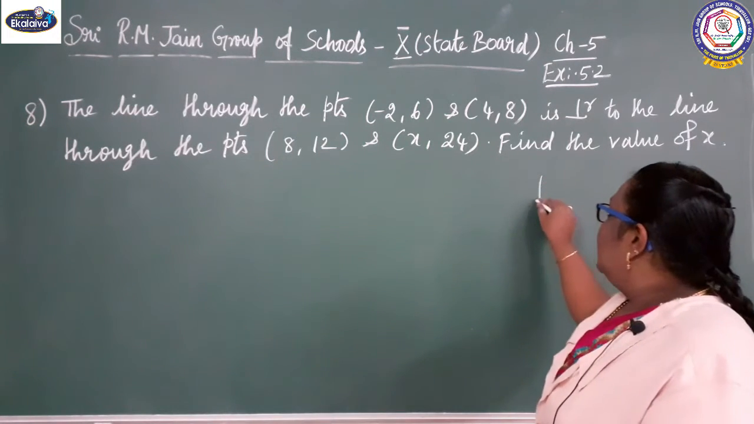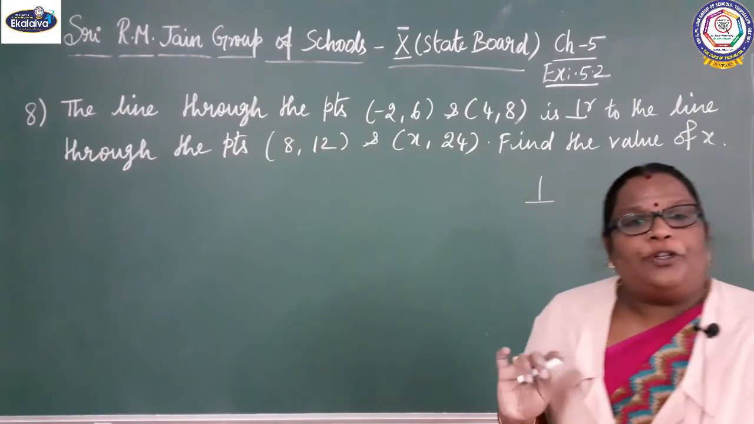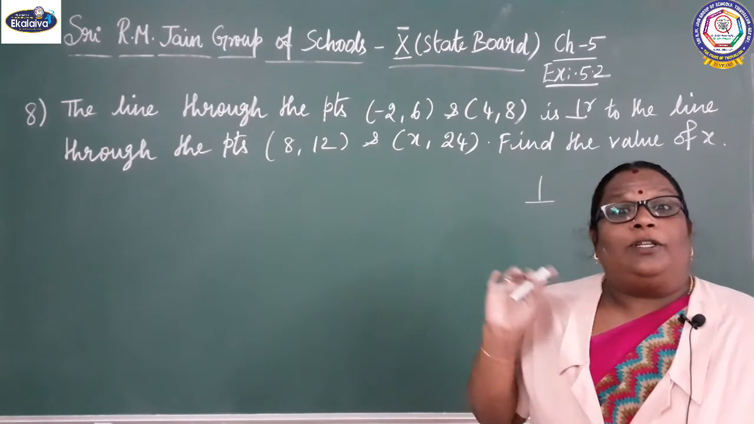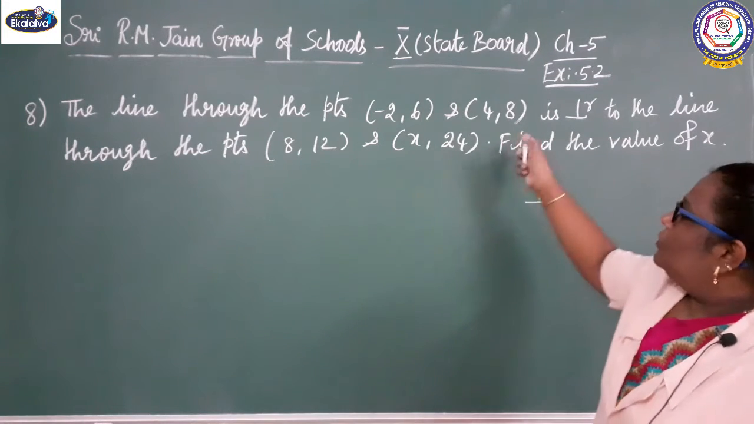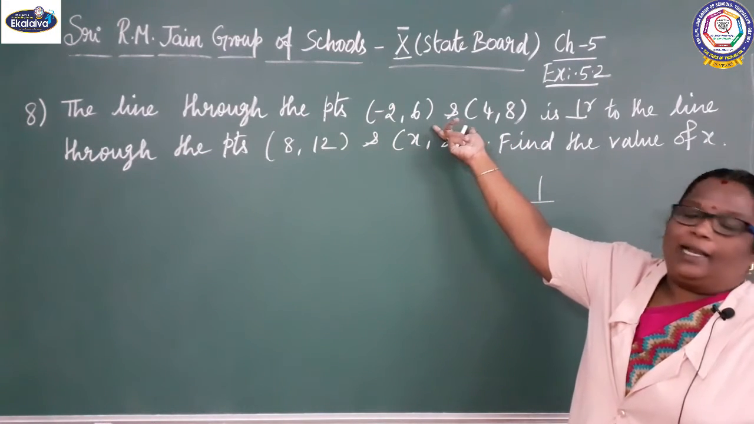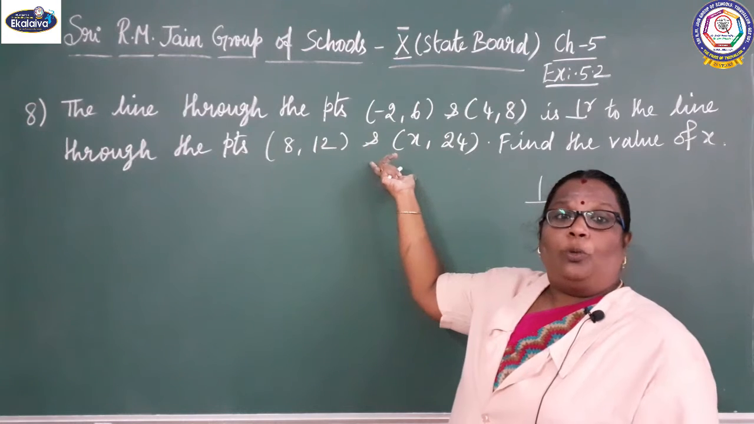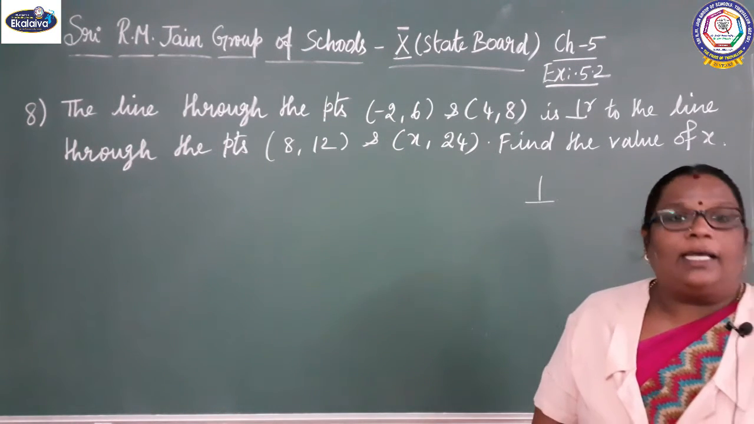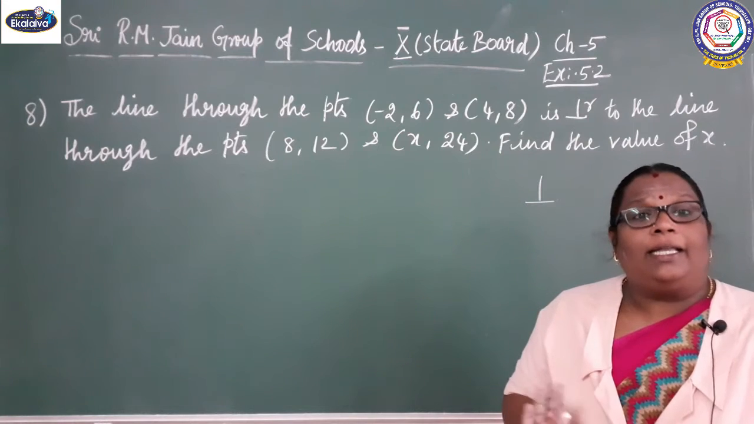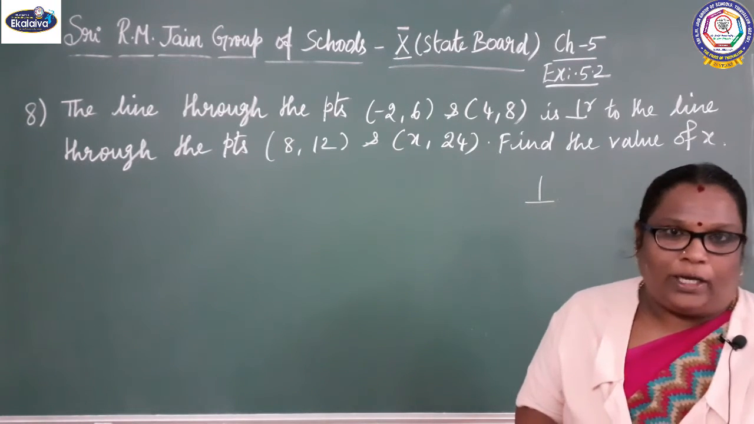The line is perpendicular. What is the condition for perpendicular? The product of the slopes is equal to -1. So 2 points are given for the first line, and again 2 points are given for the second line. You should find out the value of x. The lines are already given as perpendicular.